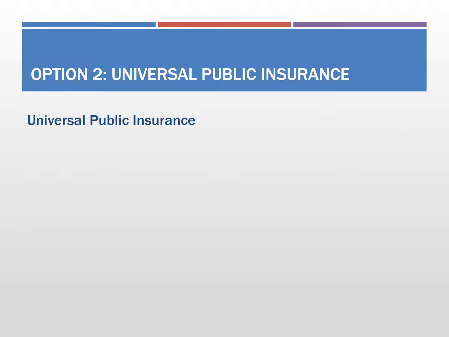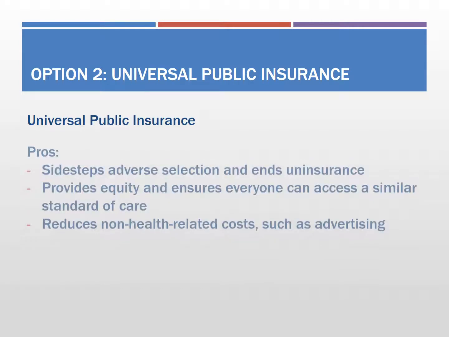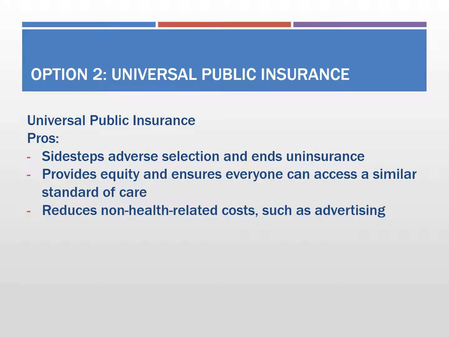In option two, which is the other extreme of the spectrum, the government takes over the insurance market completely to provide universal public insurance. The good thing about this type of policy is that it sidesteps adverse selection and ends all the uninsurance scenarios, because now the government promises the public that everyone is covered by the public insurance program. It provides equity and also ensures everyone gets access to a similar standard of care. That's basically the fundamental objective for this type of insurance policy.